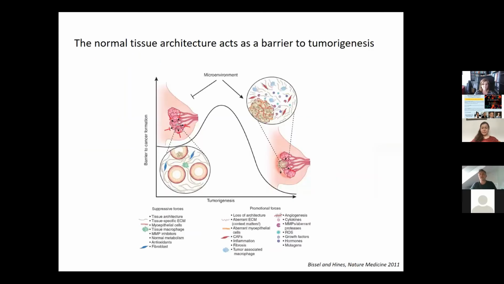So the normal architecture of ECM and tissue is actually believed to act like a barrier for tumorigenesis. That means a healthy tissue is actually preventing transformation and neoplastic growth. While at a certain point during disease progression, the environment gives up and a lot of changes happen during dysplasia, and the tissue starts actually promoting the cancer. This is the way we believe it's working, and this was actually already proposed more than 10 years ago by Nina Bissell and collaborators.